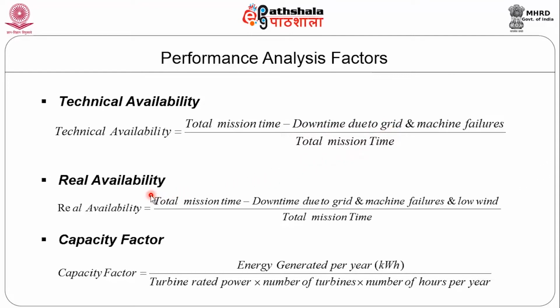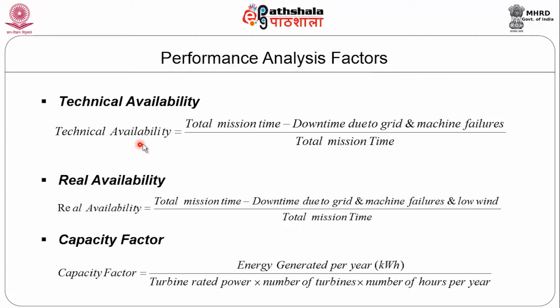And the real availability: the machine may be available, but if there is no proper wind velocity, it cannot generate power. That is real availability, total mission time minus downtime due to grid, machine and low wind divided by total mission time. So, that is real availability.